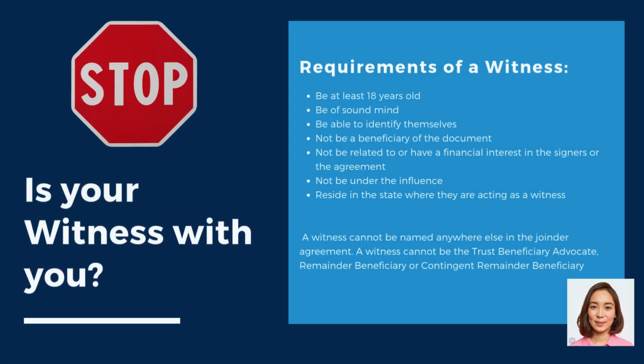Stop. Before signing the documents, please ensure a witness is present. The requirements of a witness include: they are at least 18 years old, they are of sound mind, they are able to identify themselves, not be a beneficiary of the document, not be related to or have a financial interest in the signers or the agreement, not be under the influence, reside in the state where they are acting as a witness. Please remember, a witness cannot be named anywhere else in the Joinder Agreement. A witness cannot be the trust beneficiary advocate, remainder beneficiary, or contingent remainder beneficiary.